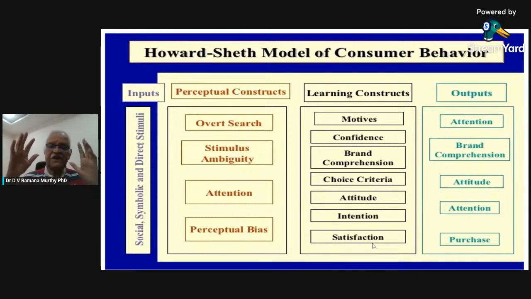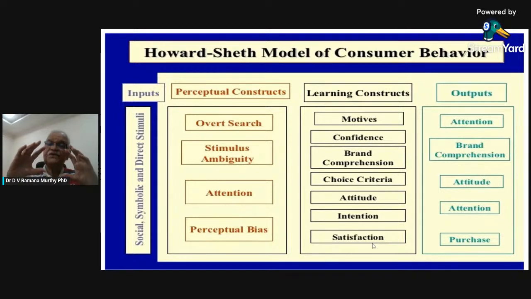Overt search. That means the consumers will definitely go in for marketing information through advertisements, social media, whatever. And then there is stimulus ambiguity, meaning whether the consumer gets stimulated or not is a big issue. Very ambiguous, because the customers will be exposed to similar advertisements of similar manufacturers and services. That is a major thing. So, because of this ambiguity, you need to touch the consumer straight away with a clear attention attribute.